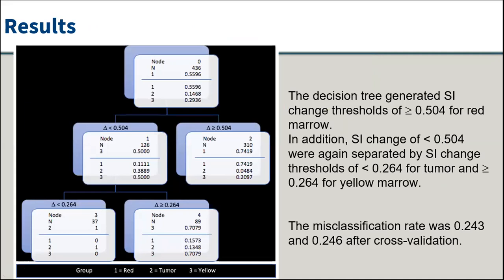And this is the decision tree we built up, and basically it shows that in red marrow you lose up to 50% of the signal, right? In yellow marrow, if you put a cutoff at about 26%, you have some confusion between yellow marrow and tumor, but you're not going to have that confusion once you have a T1 weighted image. This is yellow marrow, this is tumor.